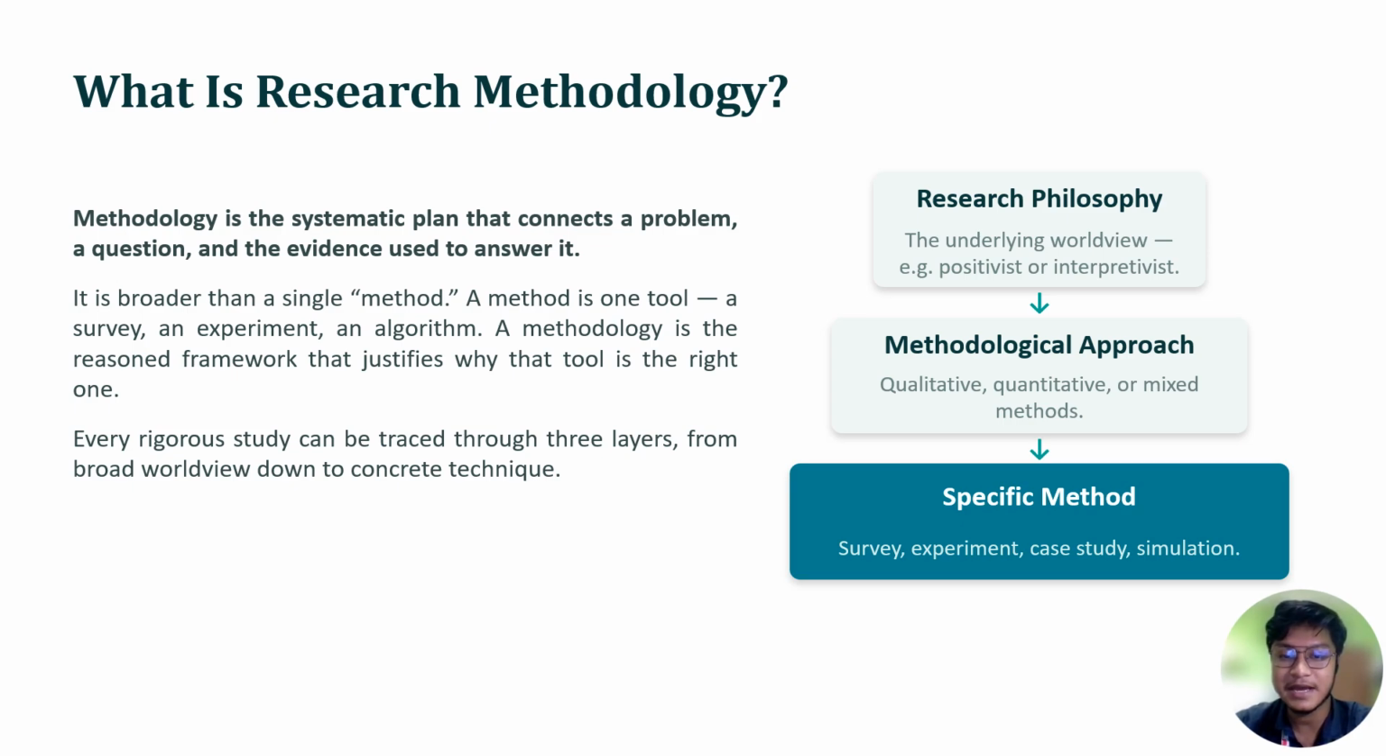These are the three main layers. First of all, the research philosophy, such as positivist and interpretivist. Second one is the methodological approach, such as qualitative, quantitative, or mixed method. And another one is the specific method, such as survey, experiment, case study, or simulations.